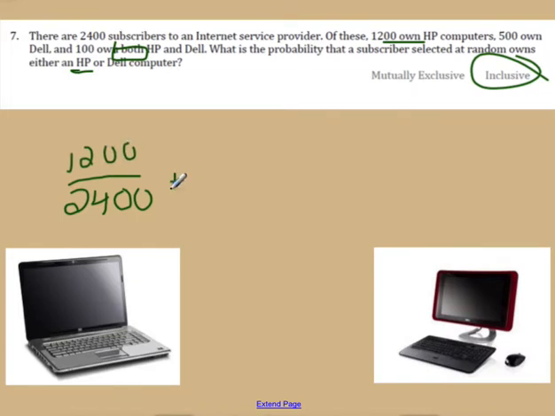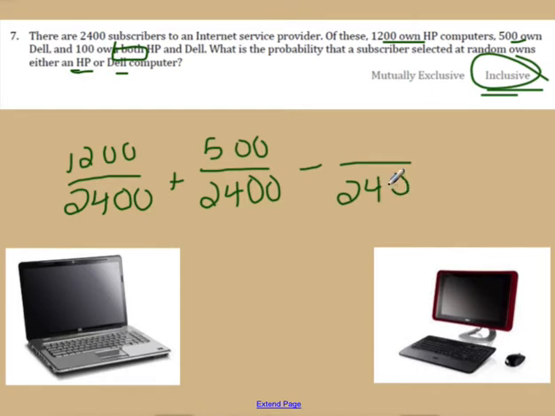Then I'm going to calculate the probability of them owning a Dell. Well, that's 2,400, and of that 2,400, 500 own a Dell. So that's my probability. Remember, just successes over total. Now, because it's inclusive, I have to subtract off the probability of it being both. And it tells us that there are 100 that own both.